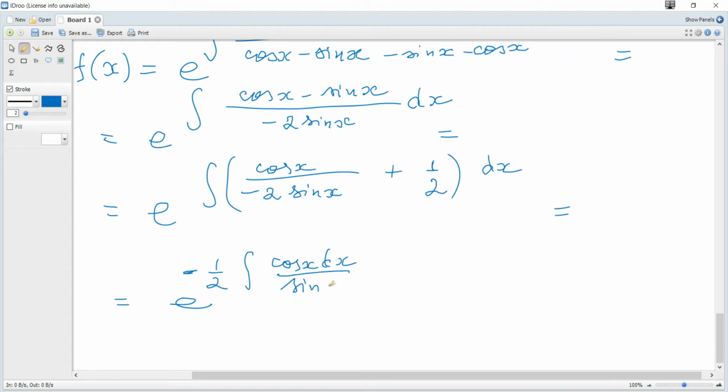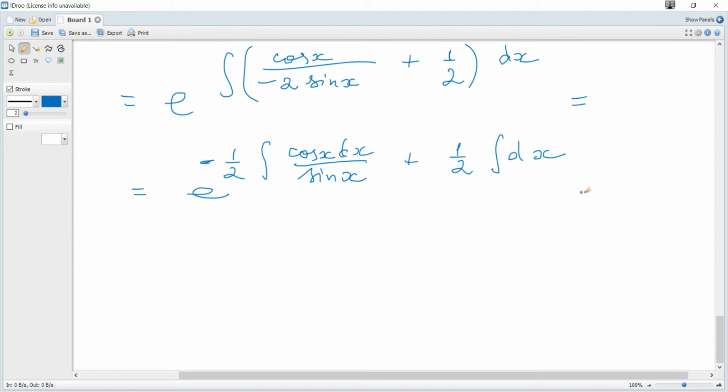Let's rewrite as two integrals: minus a half integral of cosine x dx over sine, plus a half integral of dx. And again, you may apply the inverse chain rule, if you can do it. You can see that the derivative of sine is cosine, and it looks like negative a half integral of d of sine over sine, and it's like du over u.